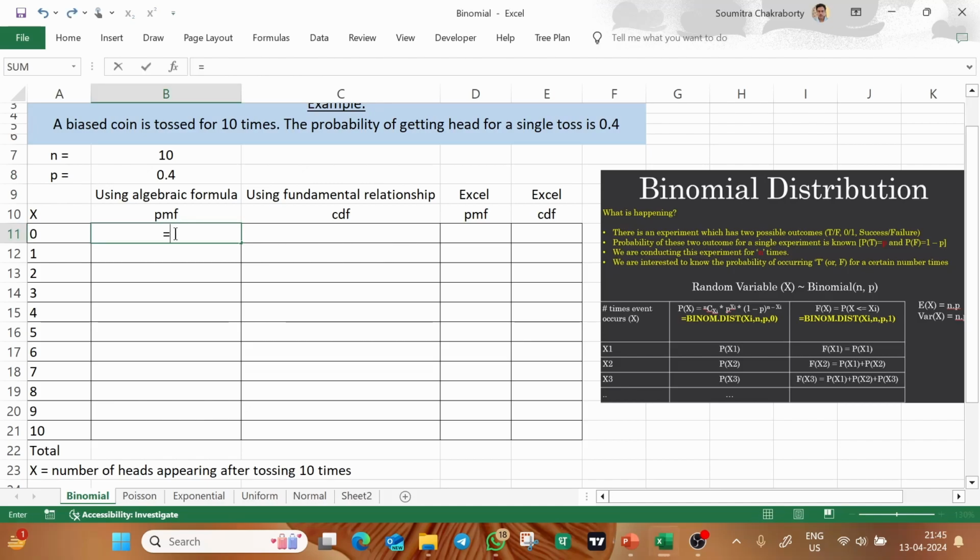So let us write it down. Combination of n number chosen xi, that is this one, into p to the power of xi, into 1 minus p to the power of n minus xi.